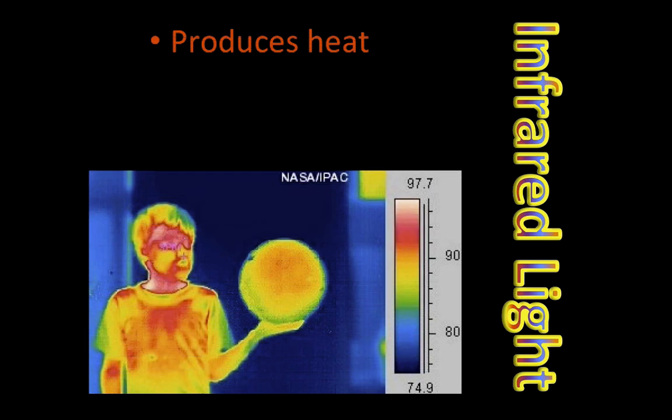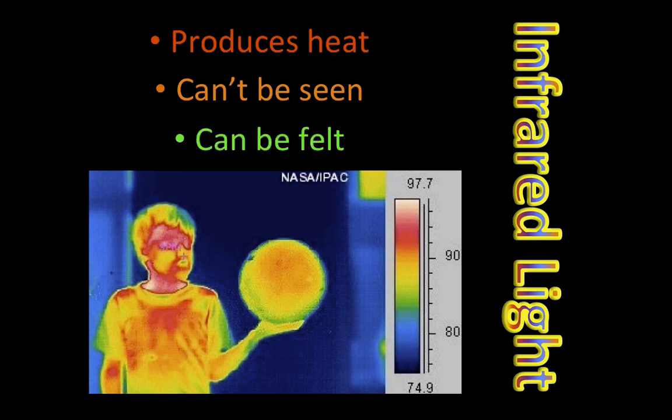Then we have infrared light. Infrared light produces heat through different sorts of pictures. We can't see infrared light, but we can definitely feel it. There's also a lot of different infrared light that we don't know about but use on a daily basis, like our remote controls to turn on our TVs and also turn on our favorite DVD players or Blu-ray players.